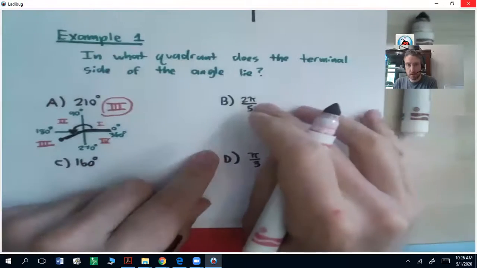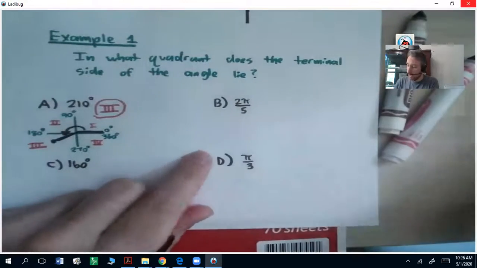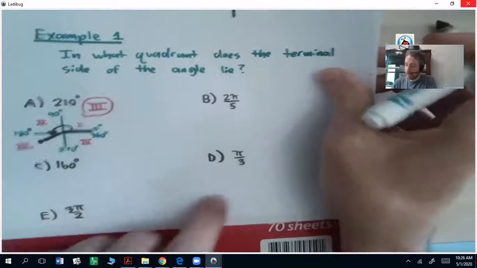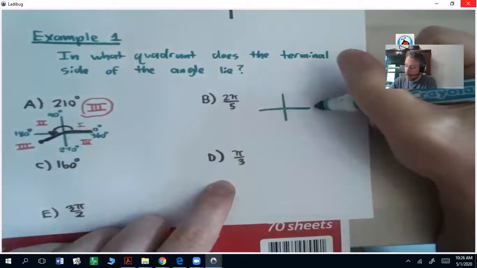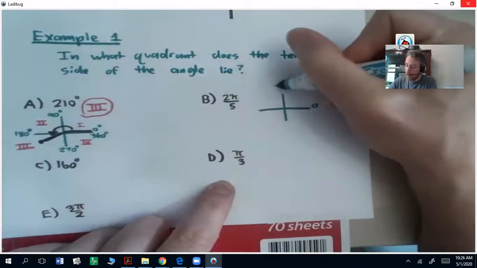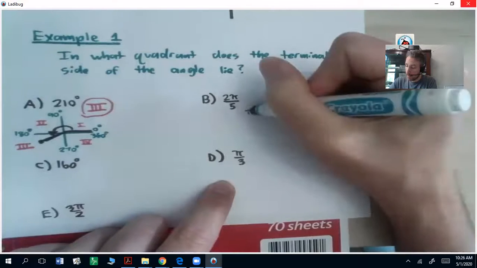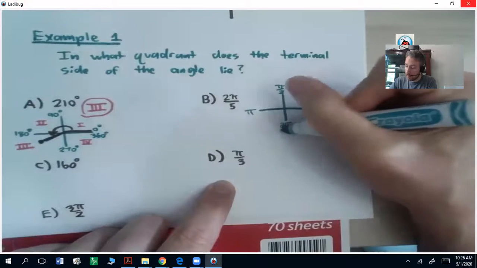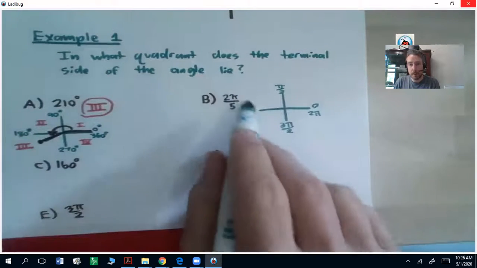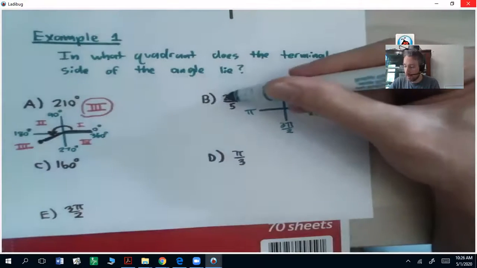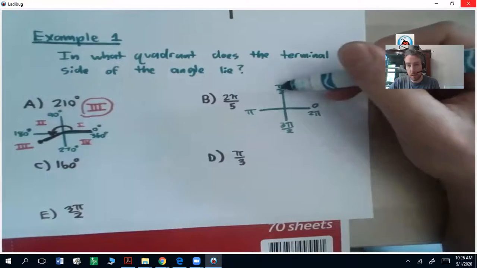What if it's in radians? Well, you can certainly memorize your radians. If you go around a unit circle and you break it up in terms of radians, not degrees, that would look like this: 0, pi over 2, pi, 3 pi over 2, and a full circle is 2 pi. So if you look at 2 pi over 5, 2 out of 5 would be, well, that's less than 1/2. So it should be between 0 and pi over 2.